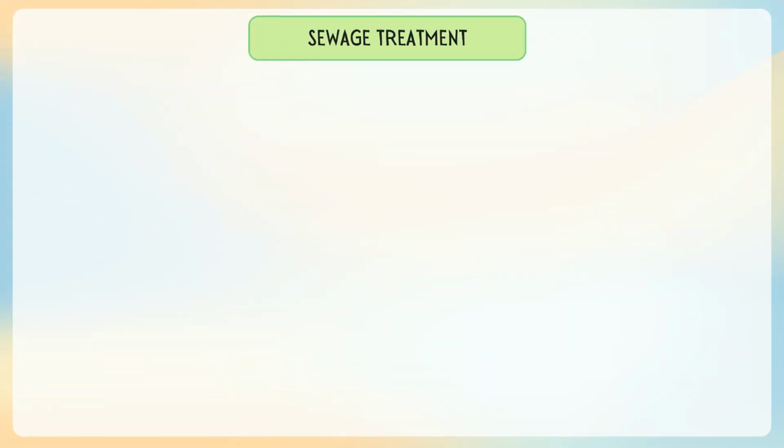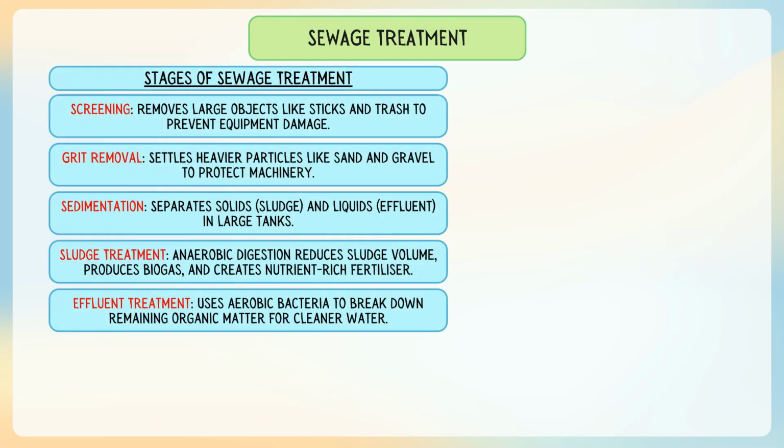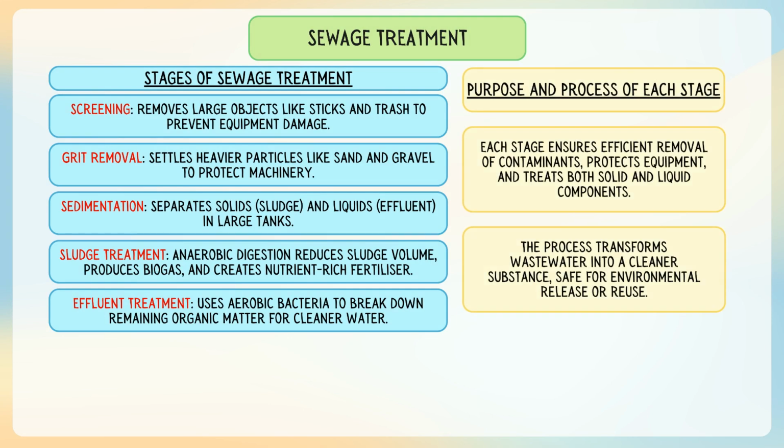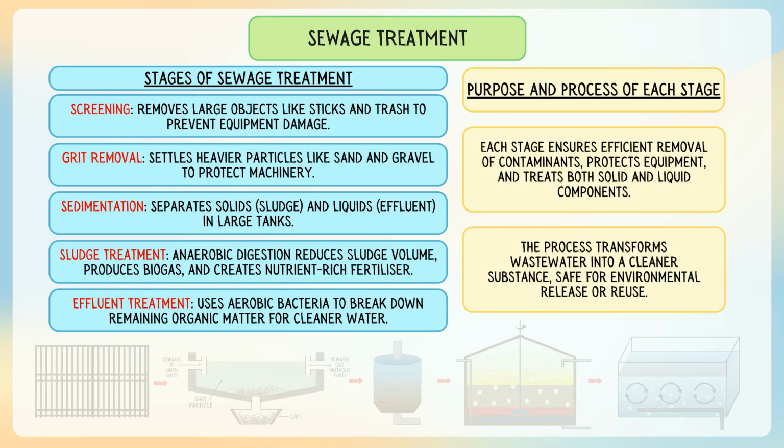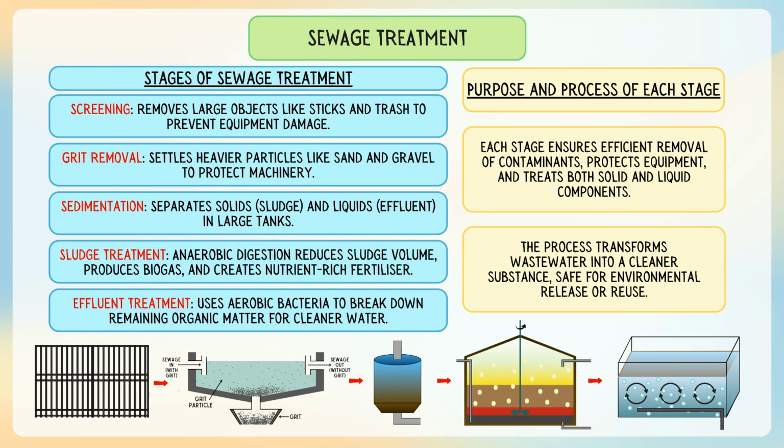In today's lesson, we delved into the stages of sewage treatment, understanding the purpose and process of each stage. Each stage in this process plays a critical role in transforming contaminated wastewater into a cleaner substance, safe for the environment and potential reuse. This comprehensive understanding of sewage treatment helps us appreciate the chemical processes involved in making wastewater safe.